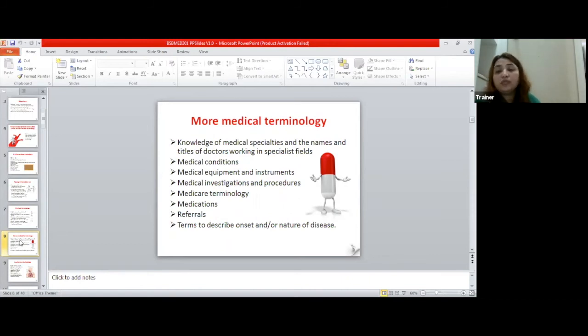Medical equipment and instruments. You will be using a lot of things. One is your ECG machine. AINs do ECGs if they are working in the cardiac ward. If you're not working in the cardiac ward, you don't have to be doing that because it's not commonly done in other wards. Then you've got your bladder scanner, your blood pressure machine, thermometers, and your blood oximeter.